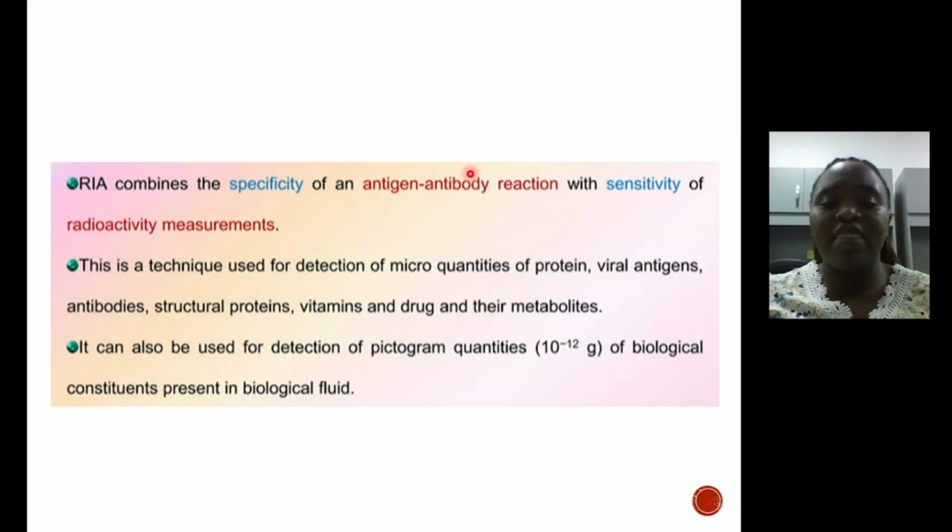Radioimmunoassays, generally abbreviated as RIA, combine the specificity of antigen-antibody interaction, because specificity allows us to differentiate our analyte of choice from others, with the sensitivity of radioactivity measurements, so that it's able to measure very little amounts. It is a technique used to detect micro quantities. It's highly sensitive for proteins, viral antigens, antibody, structural proteins, vitamins, drugs, and metabolites. It can detect even picogram quantities, that is 10 to the power minus 12 of a gram. You can see that makes it highly sensitive.